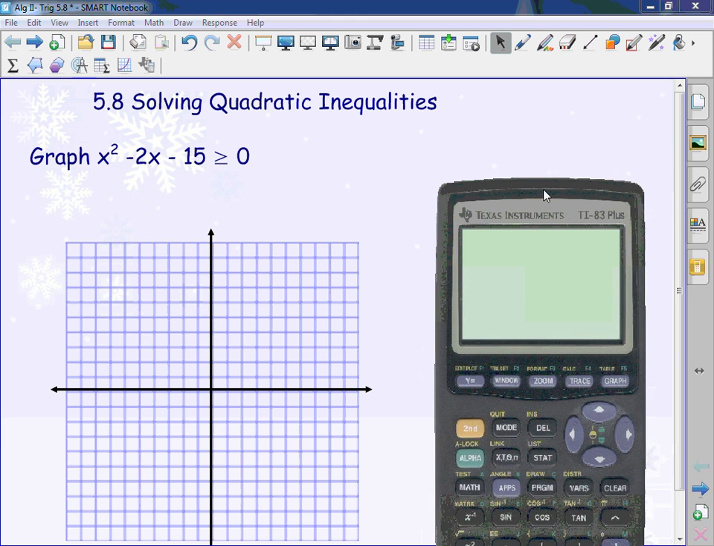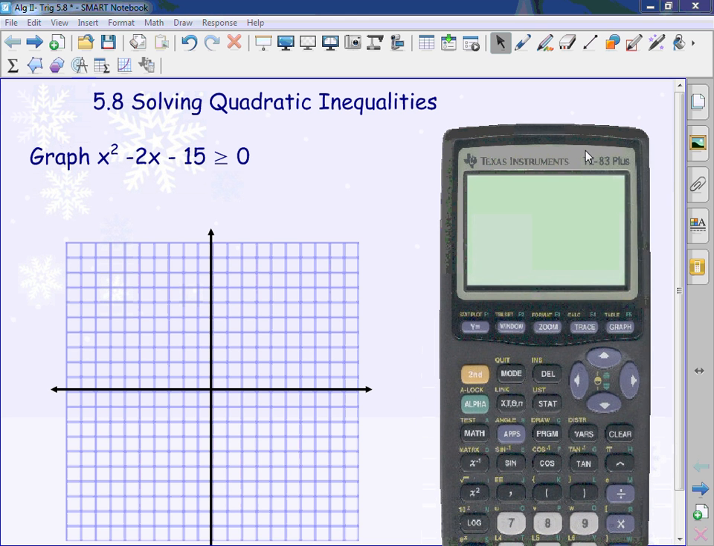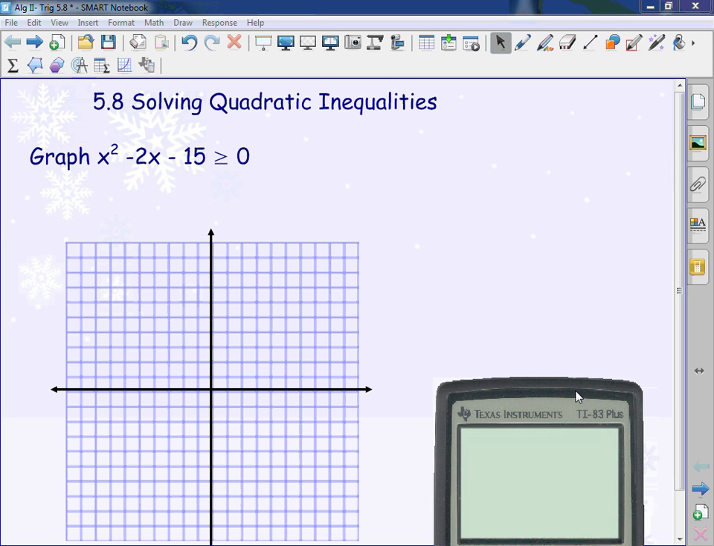Now, if I do the calculator, it will show me the graph. I'm going to show you how to do this by hand. The easiest way is we're going to take the x-intercepts. I'm going to try to factor this if possible. I know it has to be an x and an x. The signs have to be different.